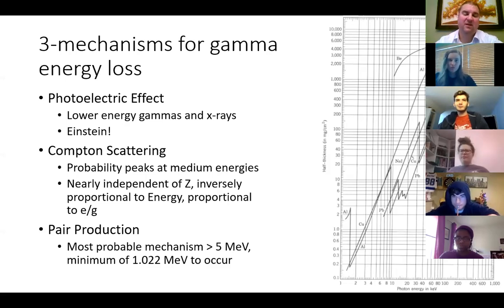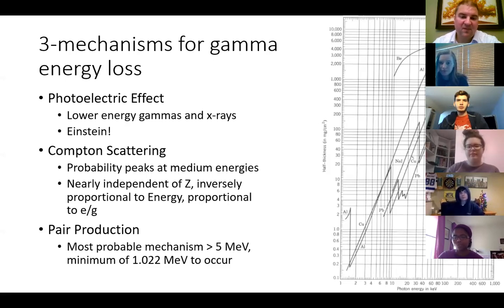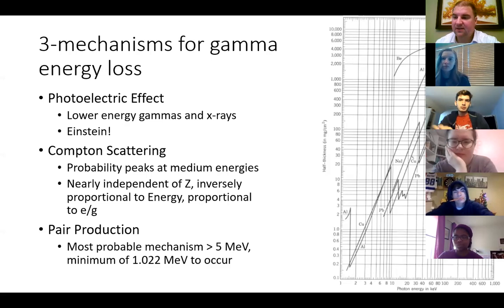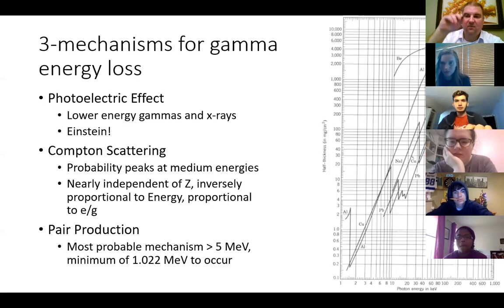No, okay. So the figure on the right side of the slide here is representing our half thickness values for photon energies in different materials, okay? So in general, notice that the higher the energy, the higher the half thickness. But you should see on this figure as well some zigzags. What do you think is causing those zigzags for different materials?